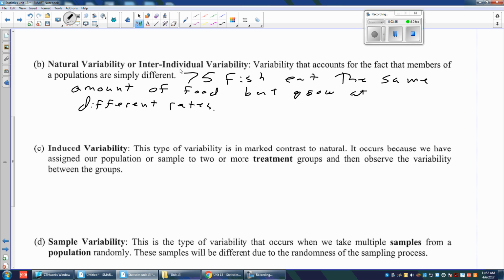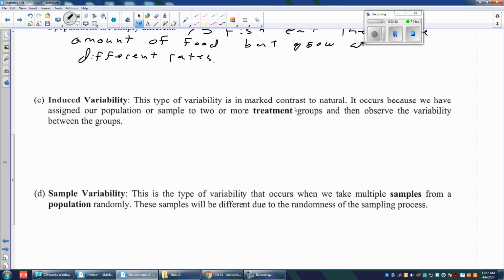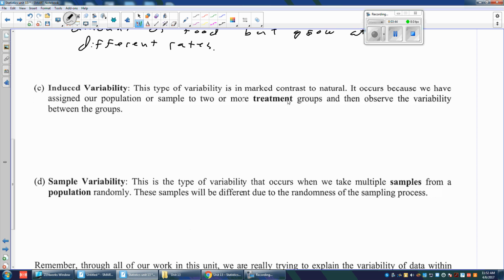Induced variability. This type of variability is in marked contrast to natural. It occurs because we've assigned our population or sample to two or more treatment groups. So induced means we're forcing it. We're forcing variability.